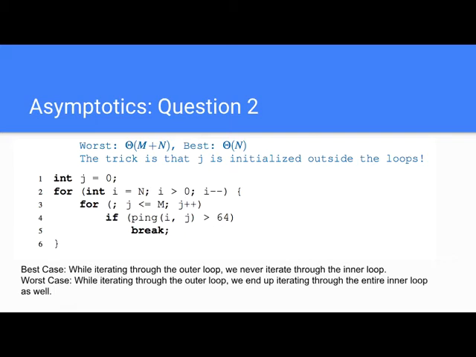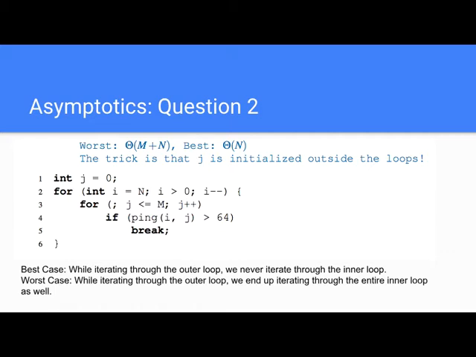Okay, so for question 2, the trick here is that J is initialized outside of the loops. So even if we run the outer loop, running the inner loop is not guaranteed. So in the worst case, we have theta m plus n, and in the best case, we have theta n. To elaborate, for the best case, while iterating through the outer loop, we would never iterate through the inner loop, which is why it's just n. And then in the worst case, we would run through both. Any questions?